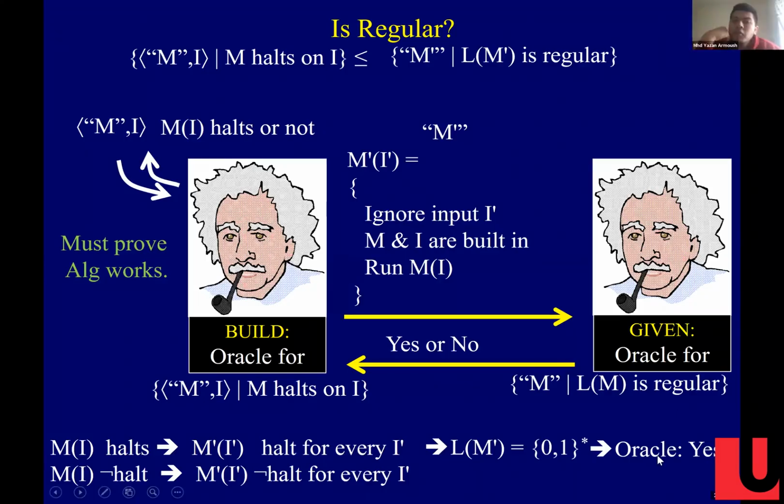Oh, but the second one now will be. If M on I doesn't halt, then the language is the nothing language, empty. The nothing language is also regular. So the oracle also says yes. So we haven't been discerning. We haven't figured out whether M halts on I or not. Everybody see that?